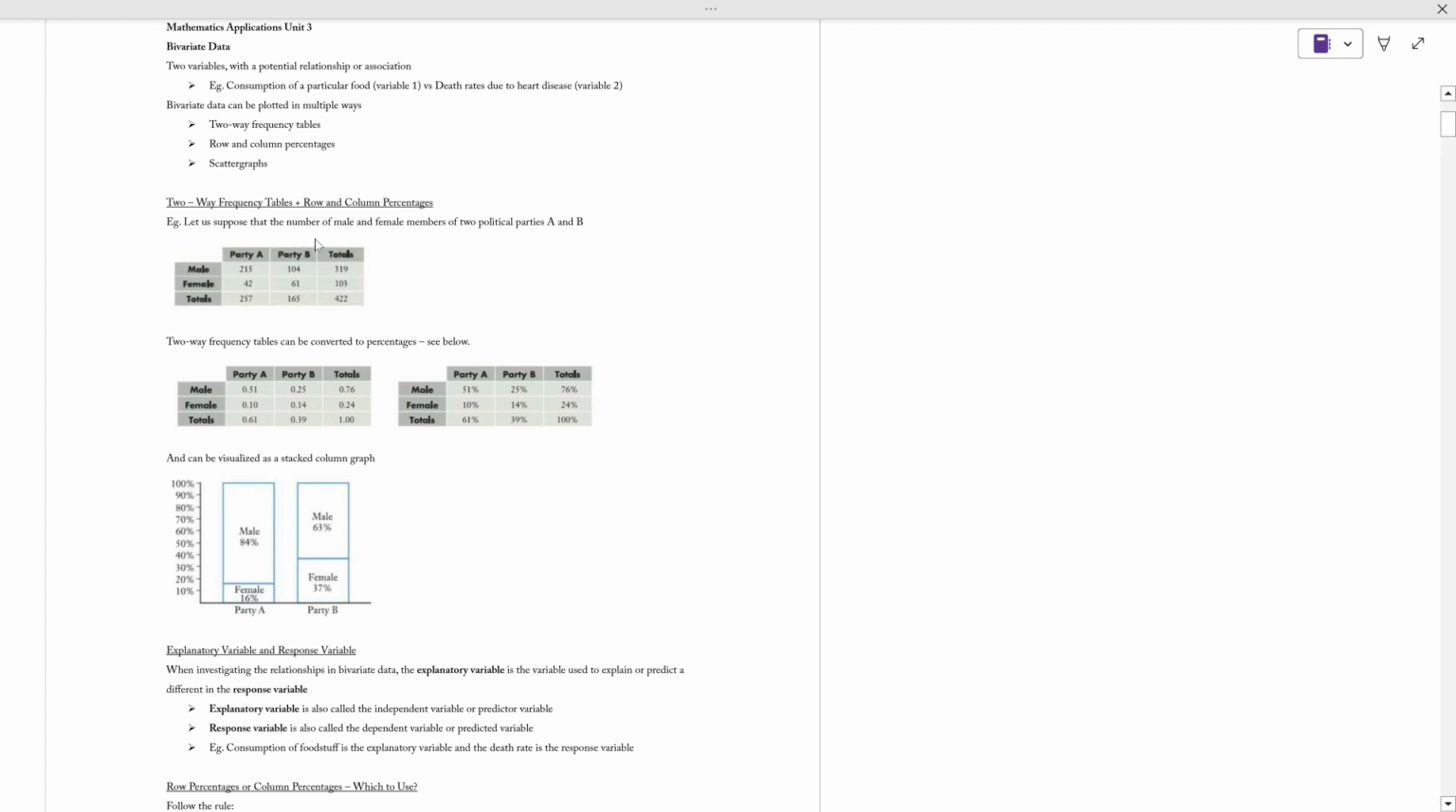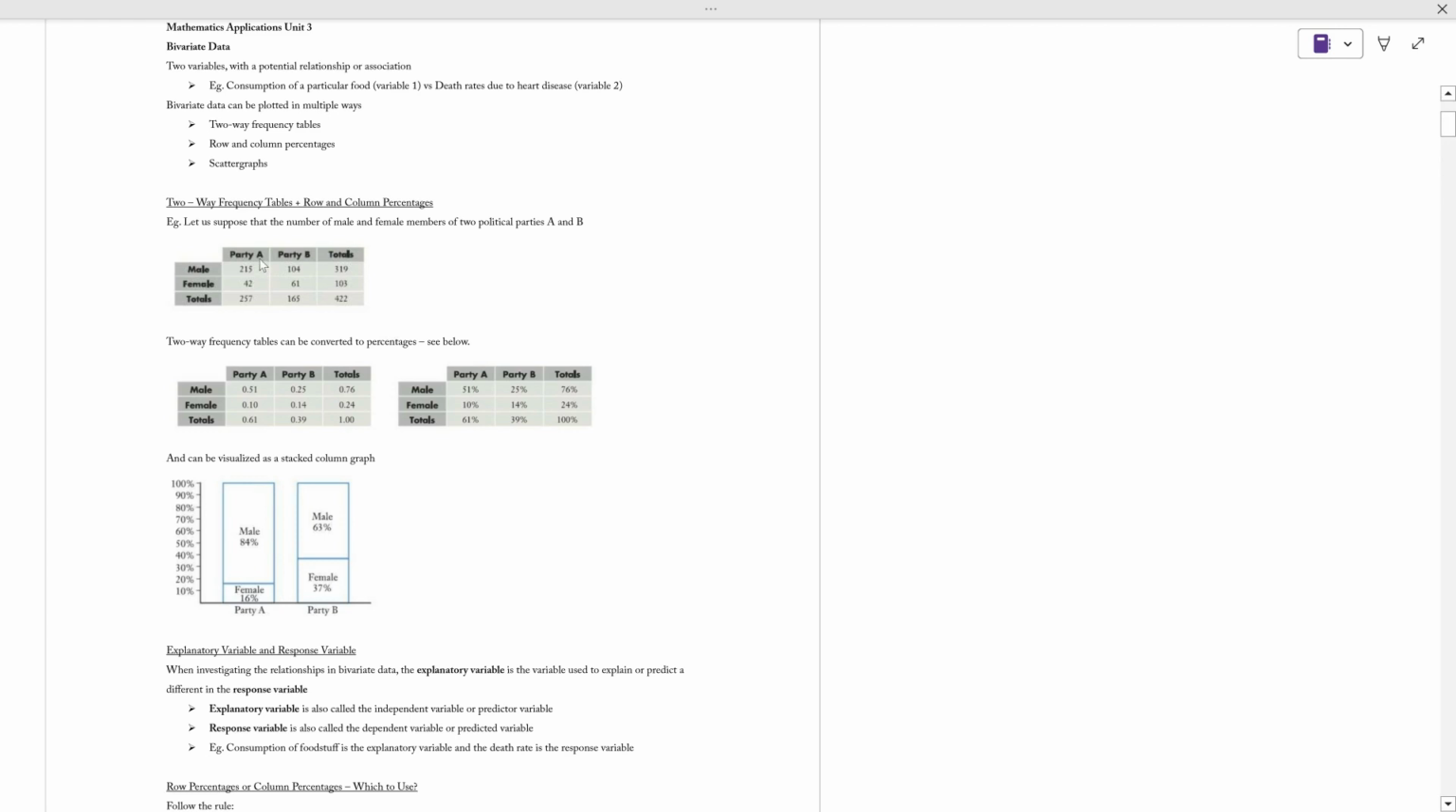So let us suppose that the number of male and female members of two political parties, A and B, are given down below. Right, so as you can see, you've basically got the rows as the gender, so male or female, and the columns as the political parties, A and B, right? And you always have the totals at the bottom and at the sides, right? So essentially how you read this table is that whenever you sum up the values, it should equal the total. Doesn't matter if you're going by rows or by columns, it should equal that total, right? But not diagonally, that doesn't work.